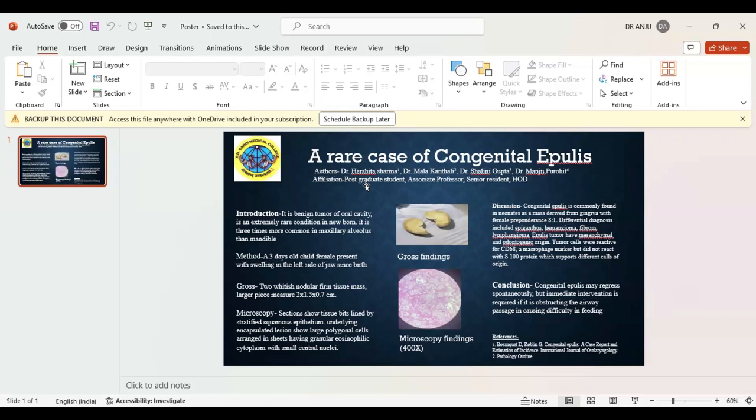So, what are the highlights of this case? Why did you find this presentable in the poster? Ma'am, it is mainly a rare benign tumor. We do not have to do anything if it is a few millimeters to centimeters and is not causing any problem in the child. If it is obstructing the airway, then only we need to do the surgery, and otherwise it regresses spontaneously, so we do not need to do any intervention.